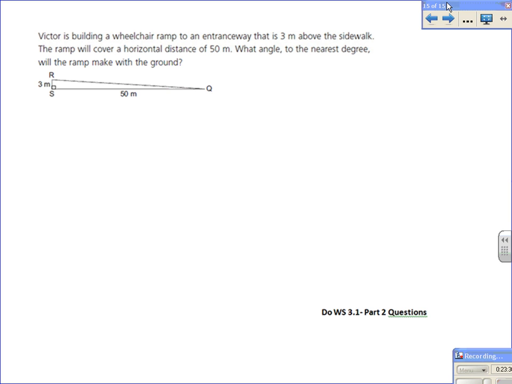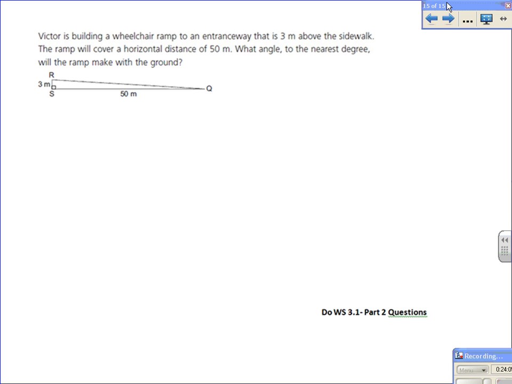Got one more question here in your notes, and this one is asking us to find an angle. So let's do this one. This is another good example of using the tangent ratio to find an angle. So it says Victor is building a wheelchair ramp to an entranceway that is 3 meters above the sidewalk, and the ramp will cover a horizontal distance of 50 meters. What angle to the nearest degree will the ramp make with the ground? You already have a diagram, which is really helpful.